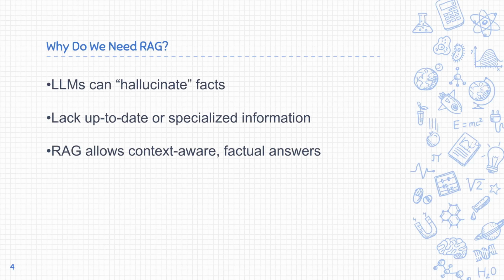So why is RAG needed? Standard language models are powerful, but have two big problems. First, they sometimes hallucinate or make up answers. Second, they don't have access to up-to-date or highly specialized information. RAG solves both by fetching relevant context just in time for each query.